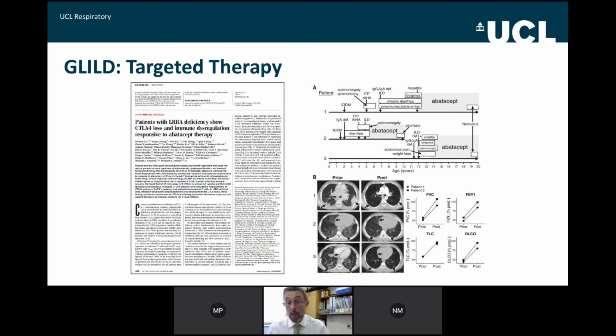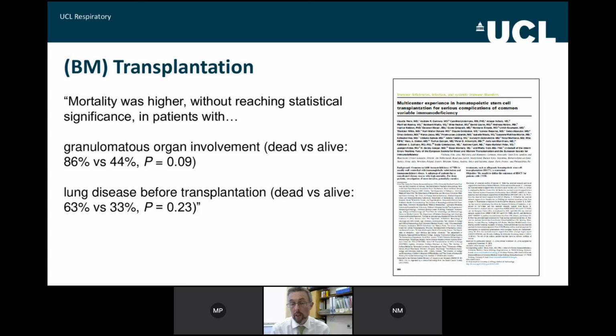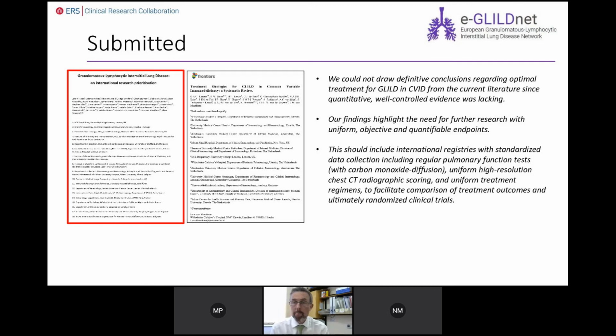Targeted therapy also is a really exciting development as we start to understand more and more about the genetics. People with LRBA deficiency, CTLA4 loss, may respond to treatments such as abatacept, which are specifically targeted against such pathways. And as we understand more about the genetics of this complex condition that we call CVID, I think this really is the way forward for the future. And there is some evidence, therefore, in people with monogenic disorders that bone marrow transplantation may be of benefit, although clearly not without risk, and in particular in those who already have existing lung damage.